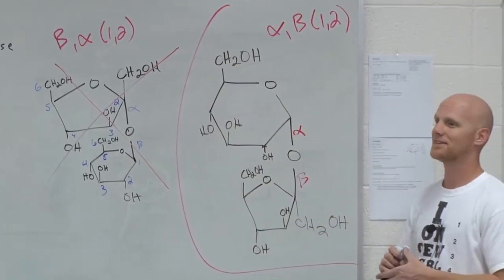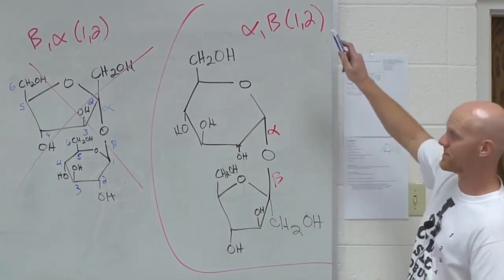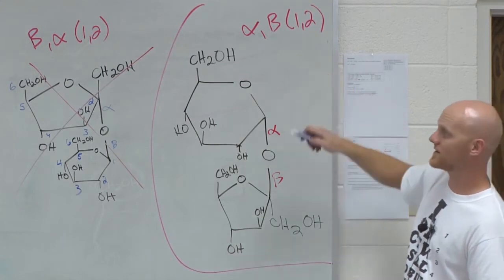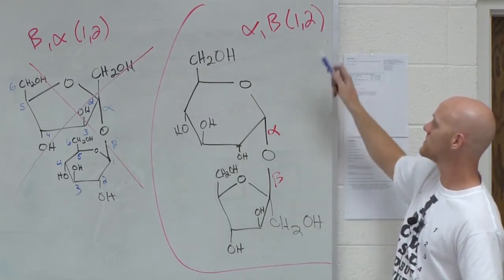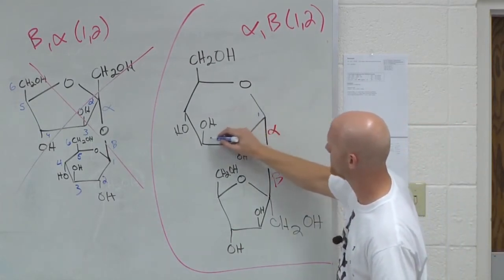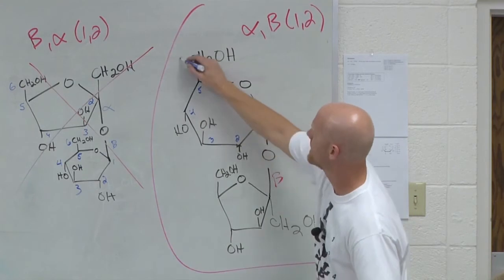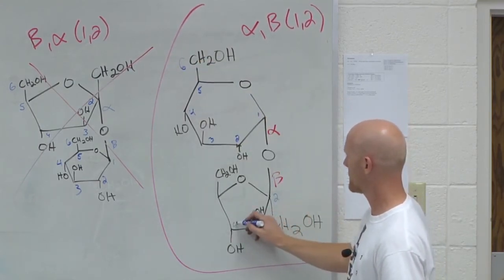So when you have drawn on the left, the beta alpha 1, 2, is that sucrose or is that something else? This is sucrose. It's glucose, fructose, alpha, beta, 1, 2 linkage. And so alpha, beta, 1, 2, the 1 goes with carbon number 1 of glucose, and the 2 goes with carbon number 2 of fructose.